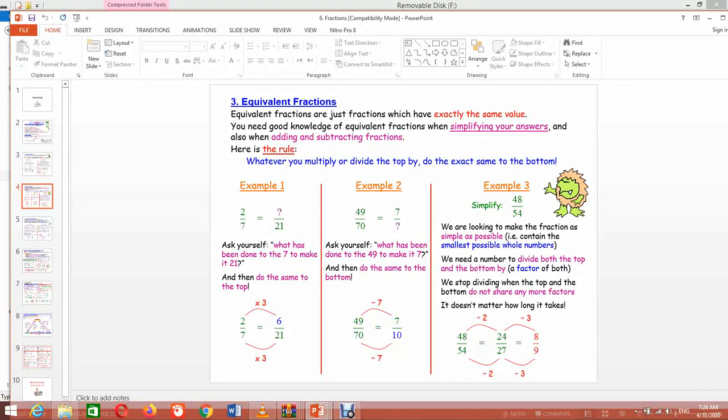Then we divide both the top and the bottom by 3. And 24 divided by 3 is equal to 8. And 27 divided by 3 is also equal to 9. So 48 over 54 was first reduced to 24 over 27. And 24 over 27 has also been reduced to 8 over 9 as our final answer.